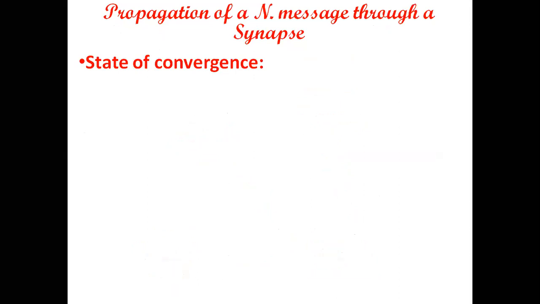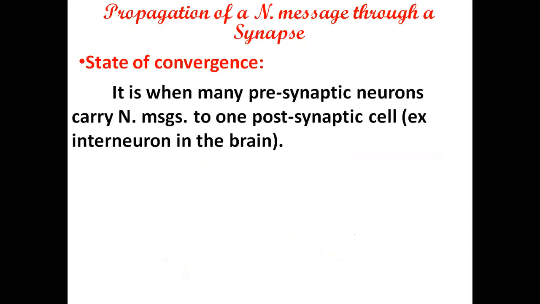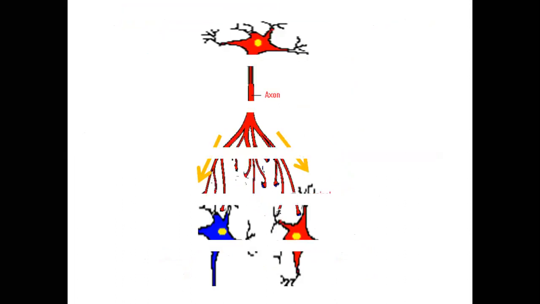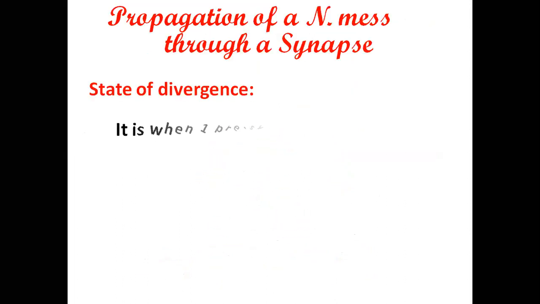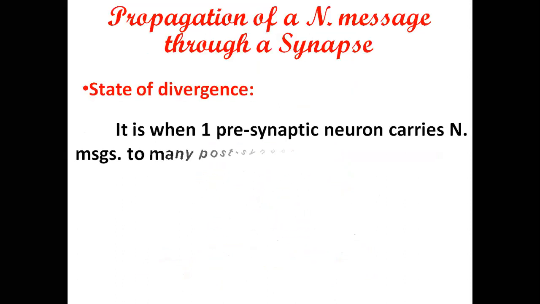State of convergence, we're going to talk about this in the next slide. Convergence is when many presynaptic neurons carry a message to one postsynaptic cell, and divergence is when one presynaptic neuron carries a nervous message to many postsynaptic cells. And this is everything for this session.